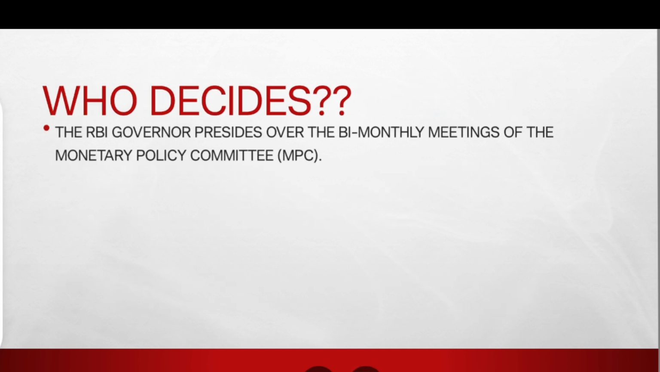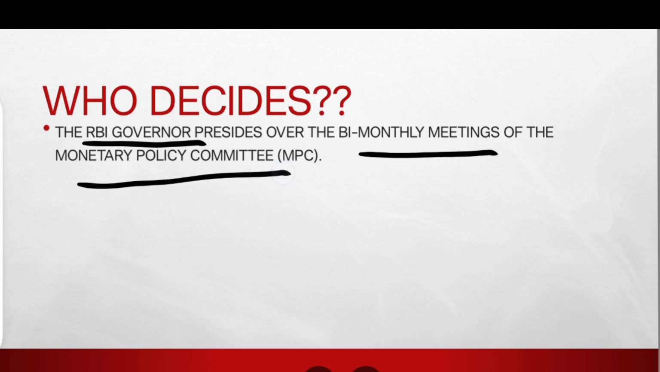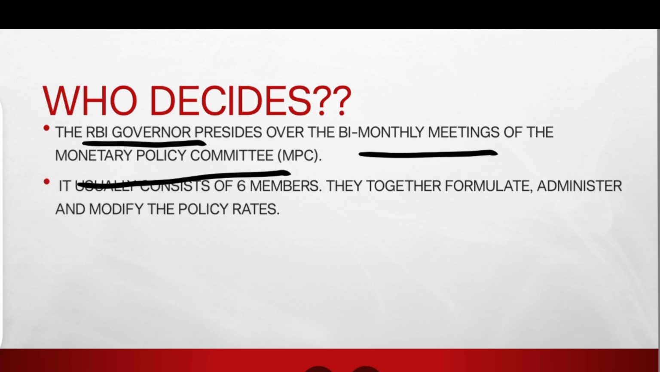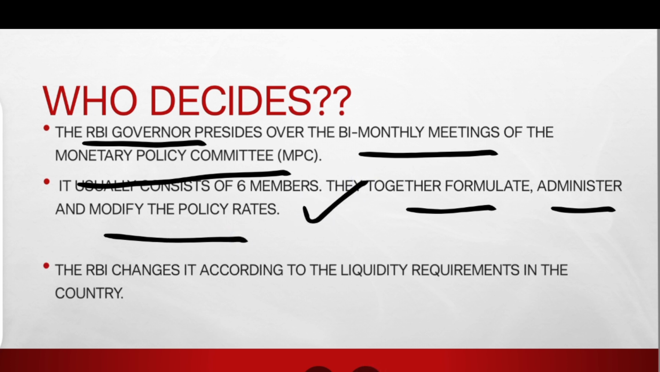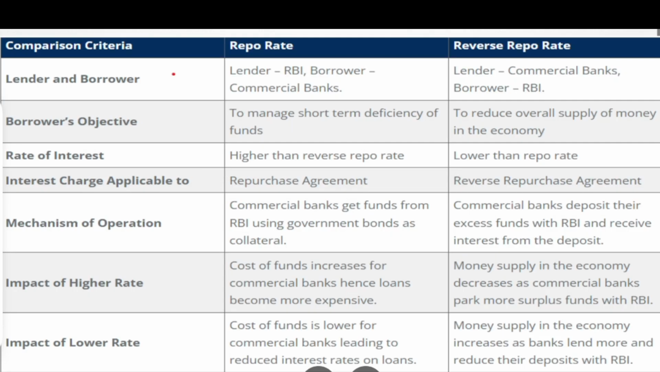Now who decides this reverse repo rate? This is the same as we have done in the case of repo rates. It is the RBI governor who presides over bi-monthly meetings with its committee, the MPC, Monetary Policy Committee. They have the right to formulate, administer and modify the reverse repo rates, and this committee consists of 6 members. RBI changes the reverse repo rates according to the liquidity requirements of the country.